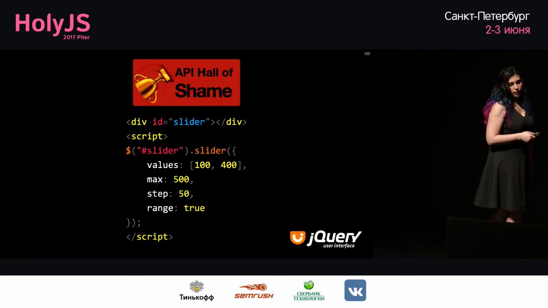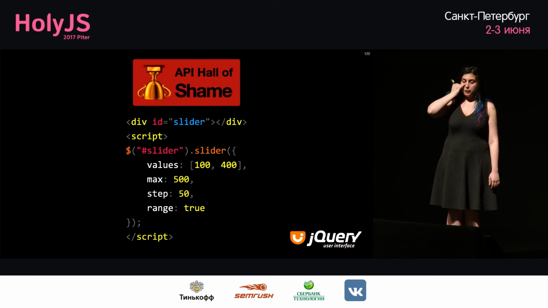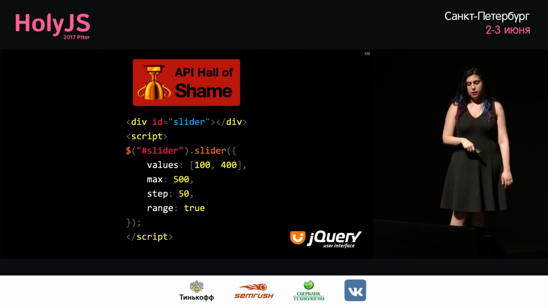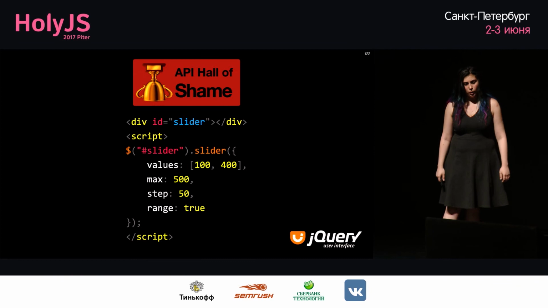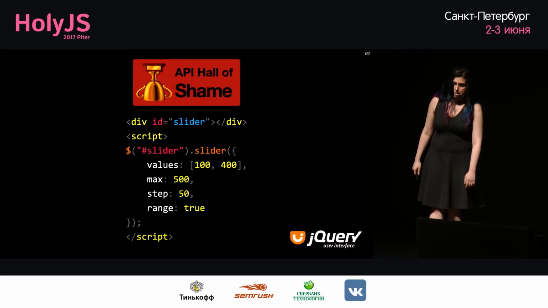For example, in jQuery UI, if you wanted to create a slider with two handles, you had to actually call JavaScript. And even though that's not a lot of JavaScript, it still makes a lot of assumptions about the person writing this code. They have to understand what arrays are, what object literals are, methods, what is this dollar function, all sorts of things, booleans.